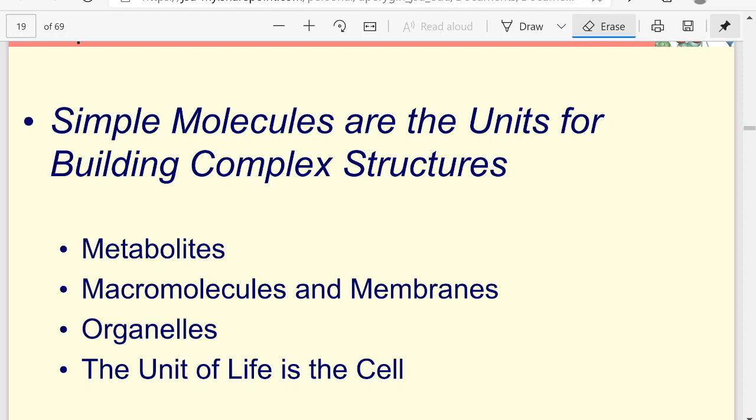So the basic small building blocks for larger biomolecules are metabolites. Those metabolites make up macromolecules and membranes, which make up organelles, which make up cells. So cells are made of organelles, which are made of macromolecules and membranes, which are made of metabolites. And of course, the cell is the basic unit of life.